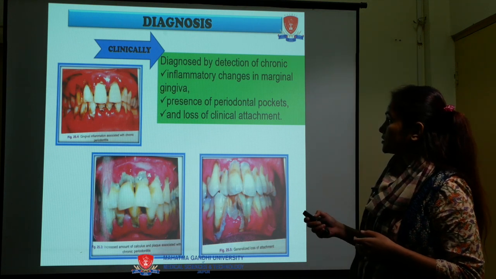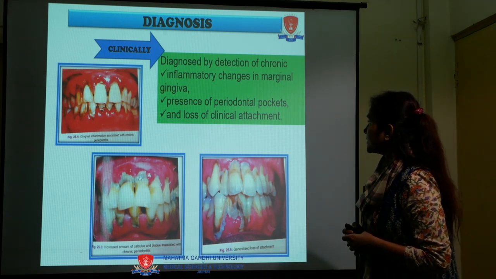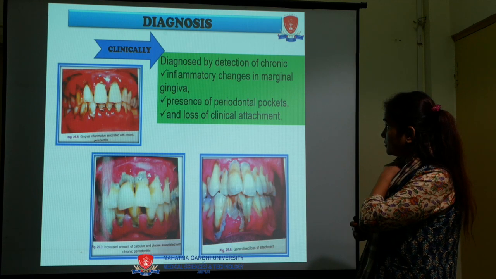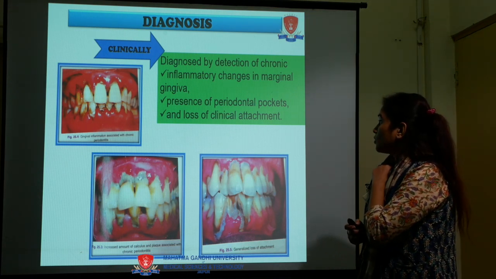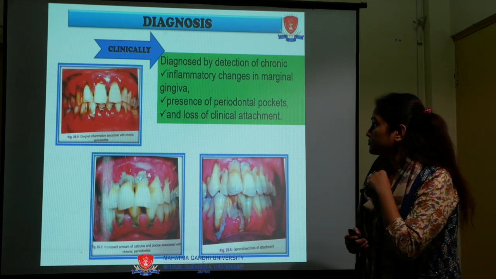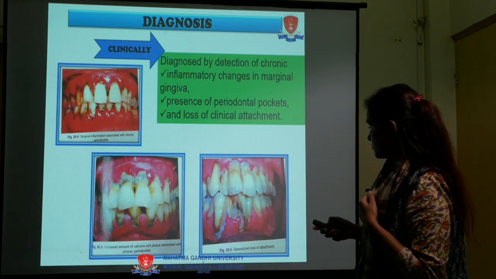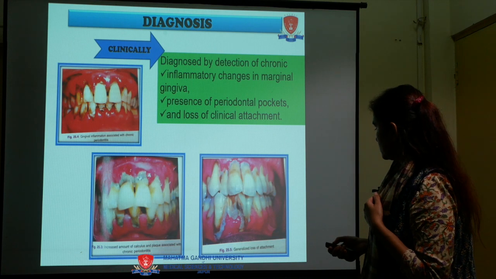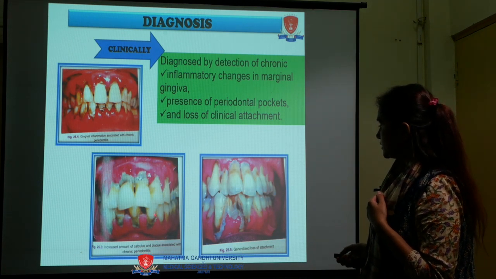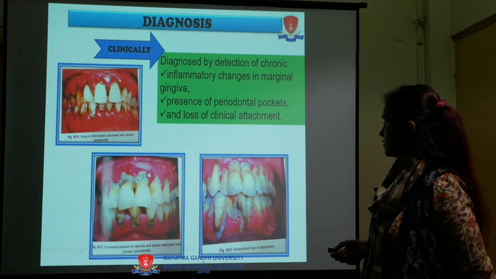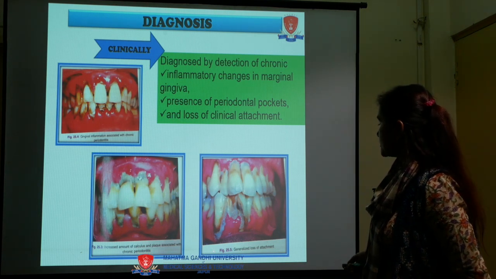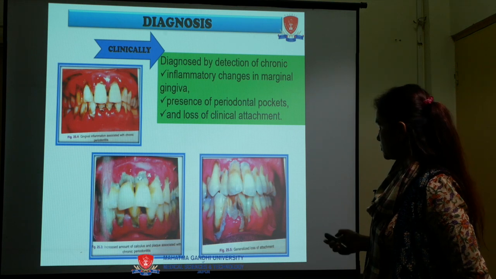So these are the clinical features of periodontitis. Now coming to diagnosis, clinically it is detected by inflammatory changes in the marginal gingiva, presence of periodontal pockets, and loss of clinical attachment. As you can appreciate in this picture, there is an increased amount of calculus and plaque deposition, and this is loss of clinical attachment.